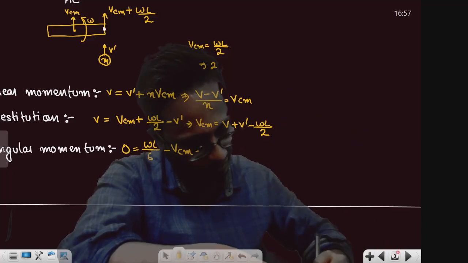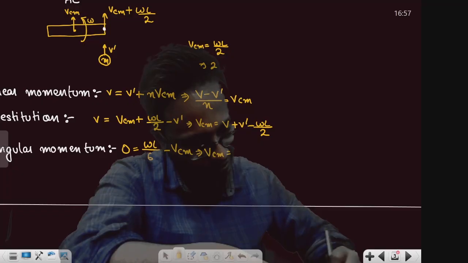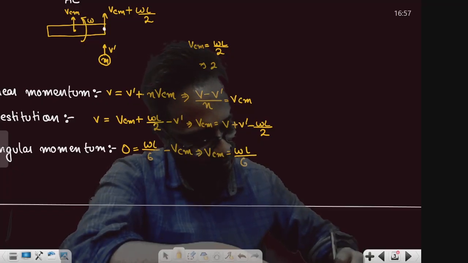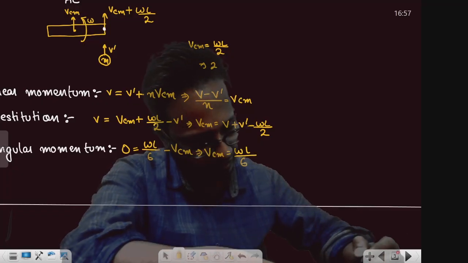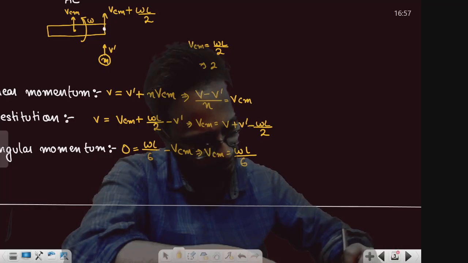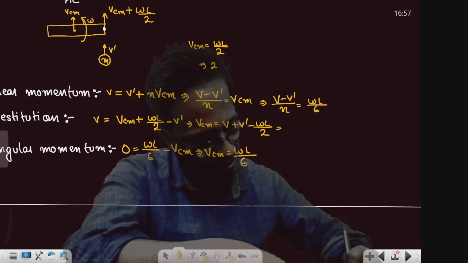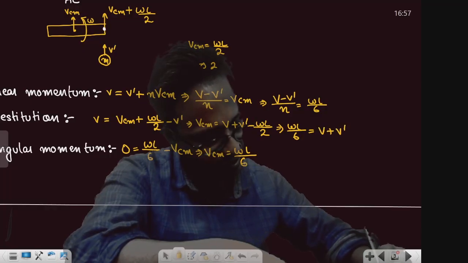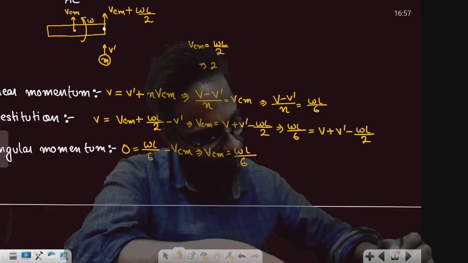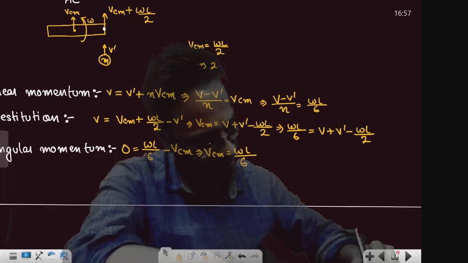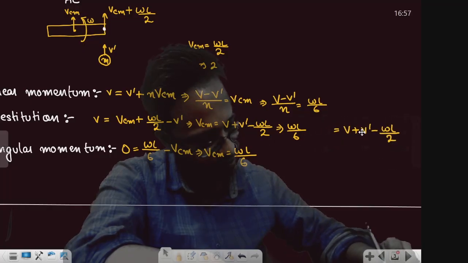Okay. So I already got the velocity of center of mass is equal to omega L by 6. Out here, (v minus v dash) by n is equal to omega L by 6. And out here, I'll get omega L by 6 is equal to (v plus v dash) minus omega L by 2. Now somehow if I take this, let me just separate it.